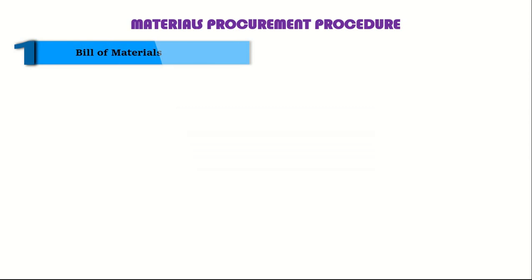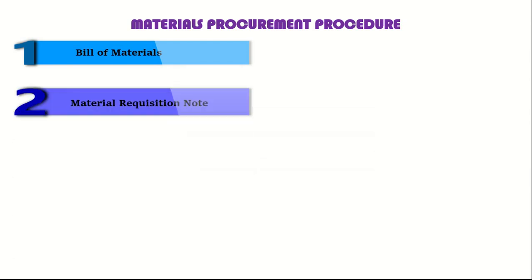Materials procurement procedure. It is very important to understand material procurement procedure from a practical point of view to gain an awareness of how the purchase department functions. 1. Issue of bill of material. It is a detailed list specifying the standard quantities and qualities of materials and components required for producing a product or carrying out any job.